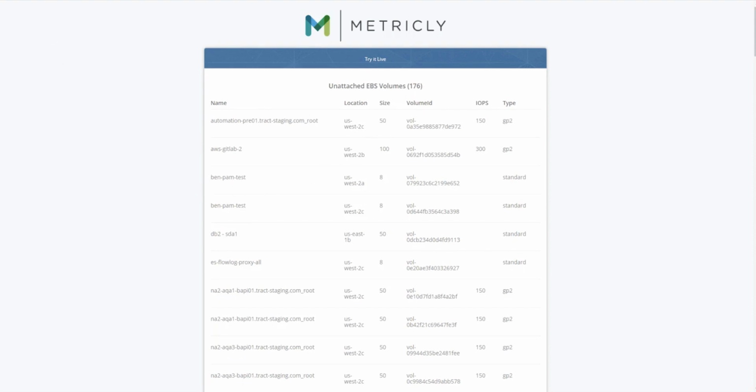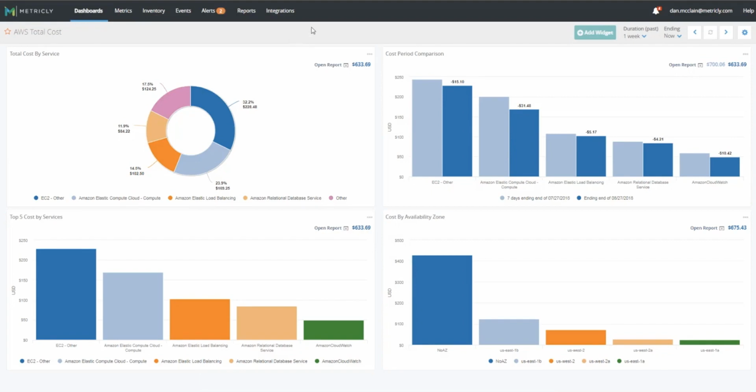Our cost optimization tool takes about 5 to 10 minutes to set up, with our high-level reports generating right away and our recommendations starting within a week.